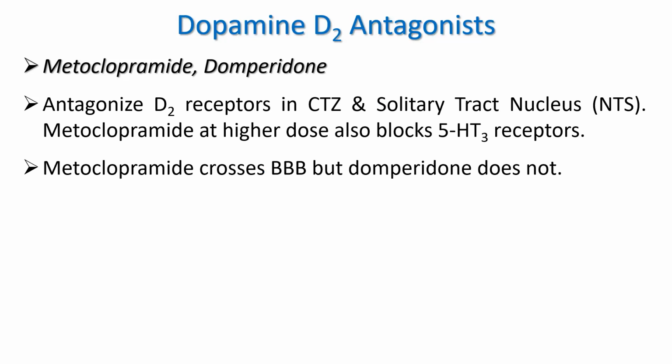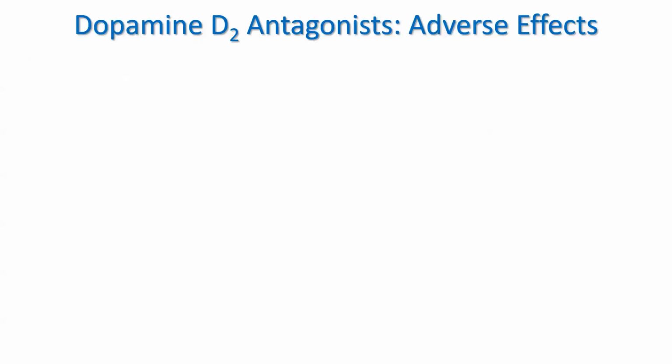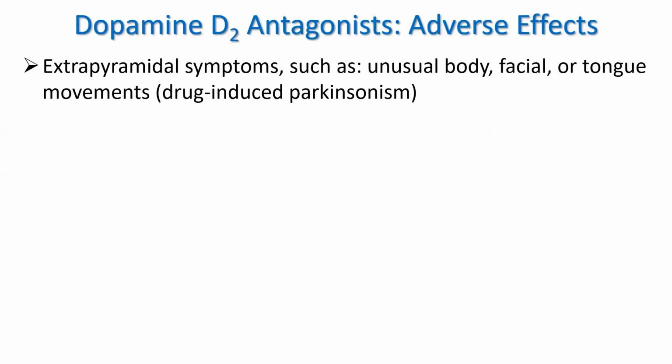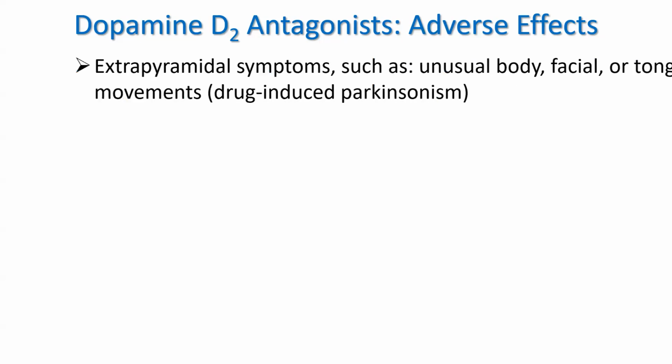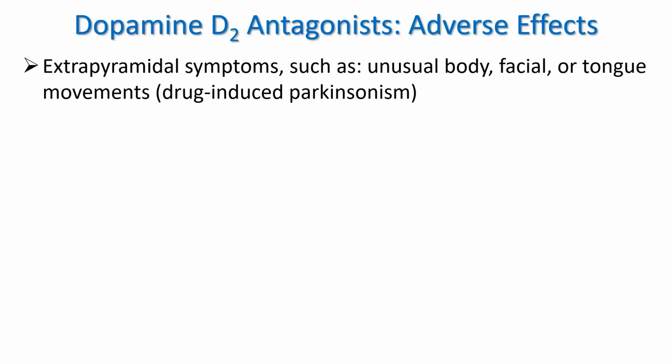And as you know, metoclopramide crosses the blood-brain barrier, but domperidone doesn't. That will help you understand the side effects as well. One of the side effects would be, if it crosses the blood-brain barrier, it will go to the basal ganglia. So it will cause drug-induced Parkinsonism, which would be like extrapyramidal symptoms, unusual body, facial, or tongue movements.